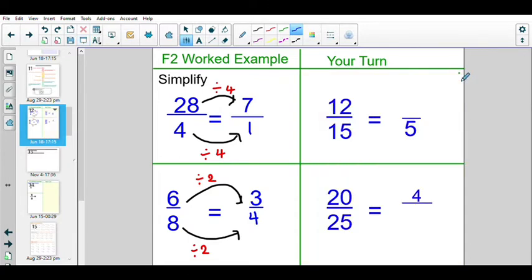Please pause the video and have a go at this question. Okay, your answer should be the same as this working out. So what do I divide 15 by to get to 5? It's been divided by 3. We're going to do the same thing on the numerator. So 12 is going to be divided by 3 as well. And that's going to be 12 divided by 3 is 4. 12/15 is equal to 4/5.